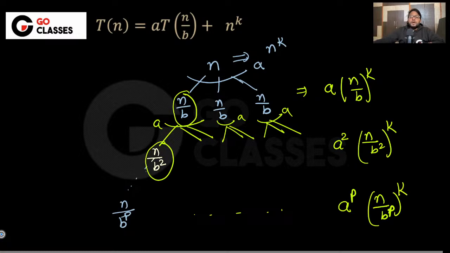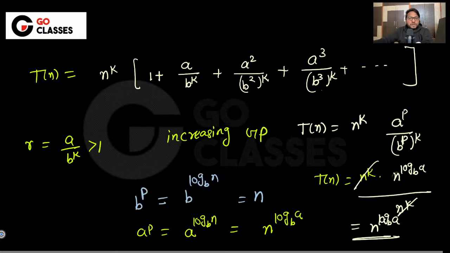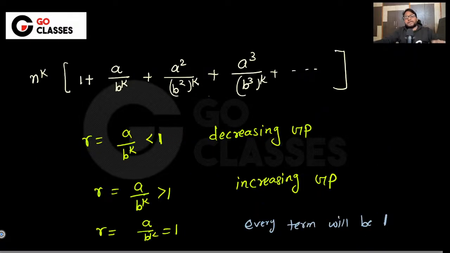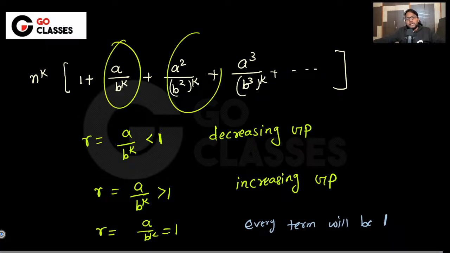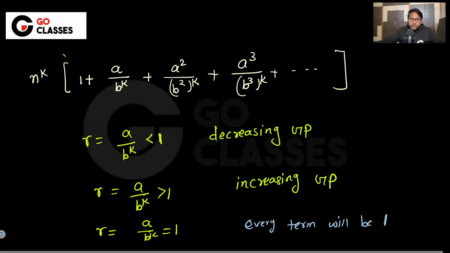Now if you add all of this, you will get the answer. It depends: if it is increasing GP, I will be taking the last term. If it is decreasing GP, I will be taking the first term. If every term is equal to 1, then every term is just 1. So if it is decreasing GP, I will say it is n power k, the first term. If it is increasing GP, what is the last term?